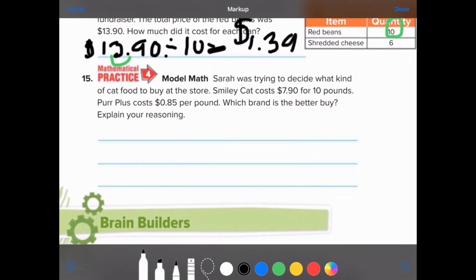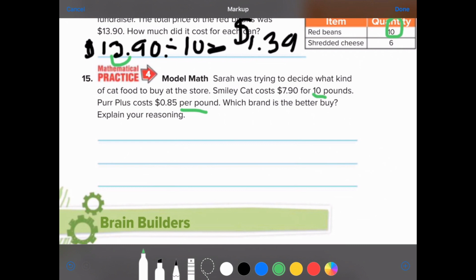Number 15, Sarah was trying to decide what kind of cat food to buy at the store. Smiley Cat costs $7.90 for 10 pounds. Purplus costs 85 cents per pound. Which pound is the better buy? Explain your reasoning. All right, so they're not even on the same increments because right here we have 10 pounds and right here we have per pound. So what we need to do is we need to decide and get them on the same increment measure level. What we're going to do here is try to get them both on per pound.